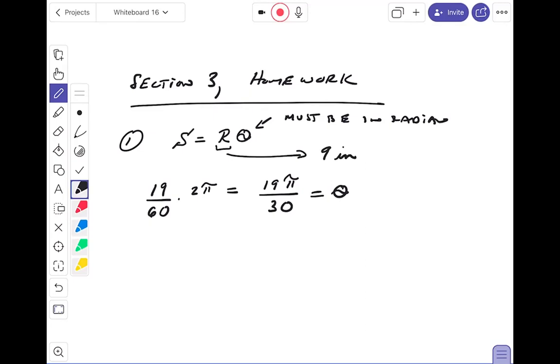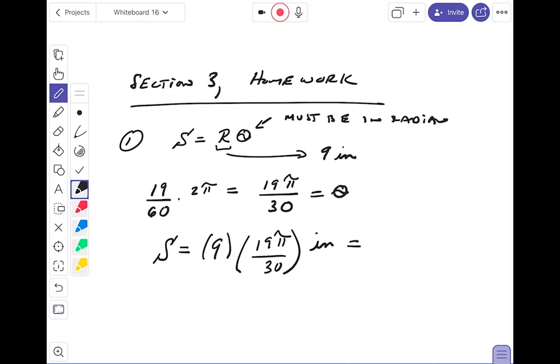What do they want to know? What's the distance the tip moves? And that's going to be S. It's going to be arc length now. R is going to be 9. I'll write the unit down later. Times 19 pi over 30. Again, the unit here is going to be inches.